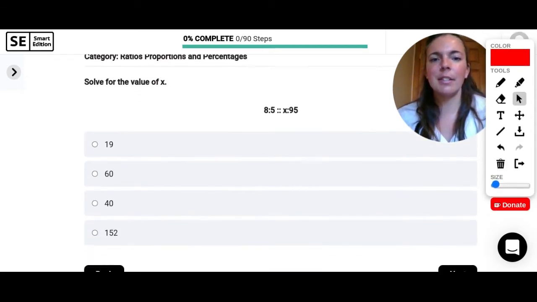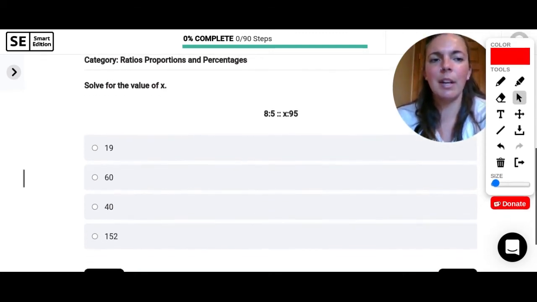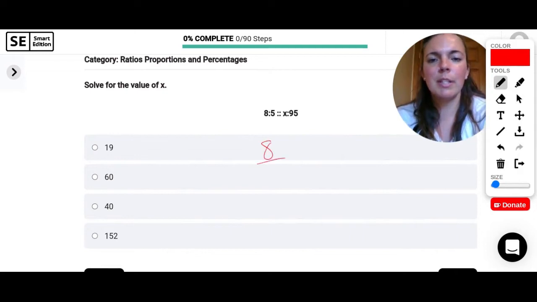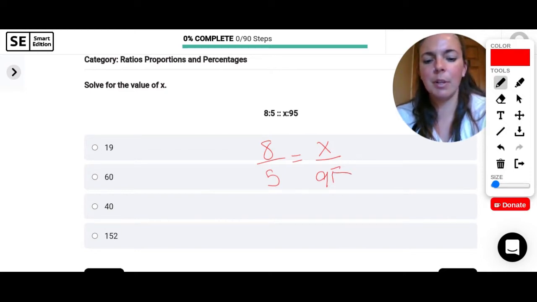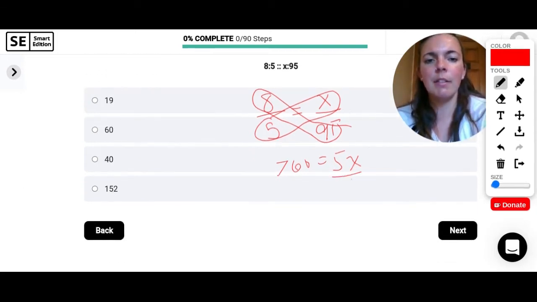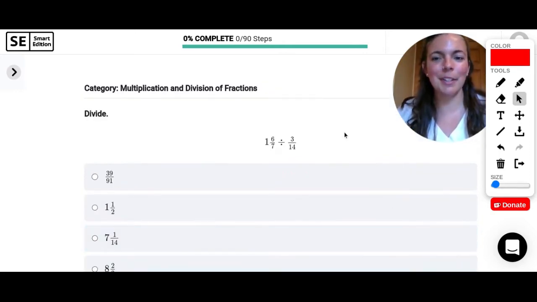Solve for the value of x. 8 is to 5 as x is to 95. So again, we have a proportion we can set up. 8 over 5 is equal to x over 95. Okay, so from here, let's do some cross multiplication. So 8 times 95 would be 760, and that will equal 5x. So just divide each side by 5, and we will get 152 equals x. 152 equals x.